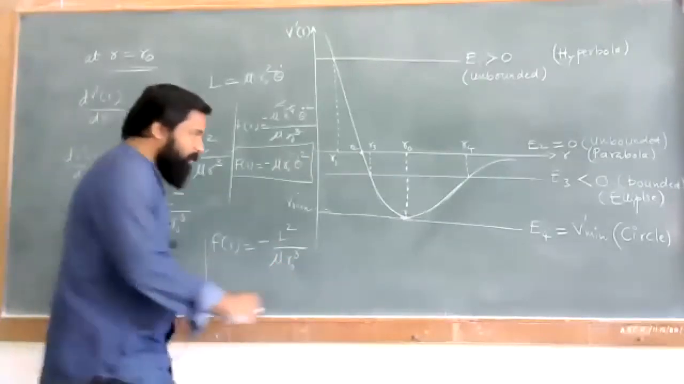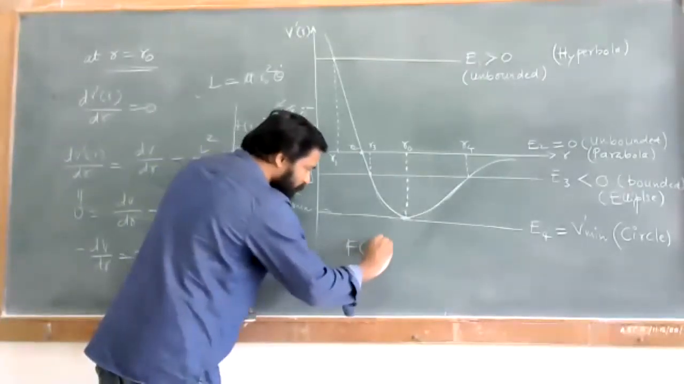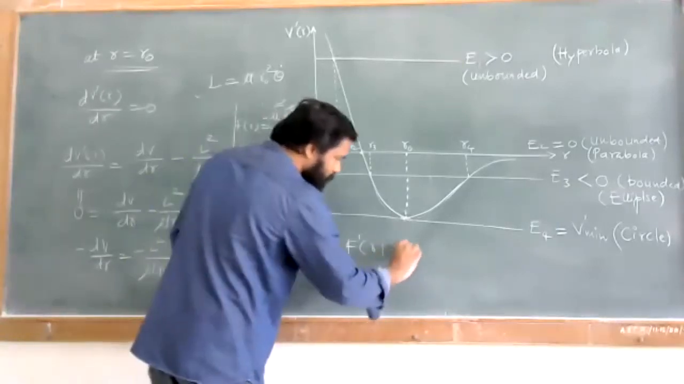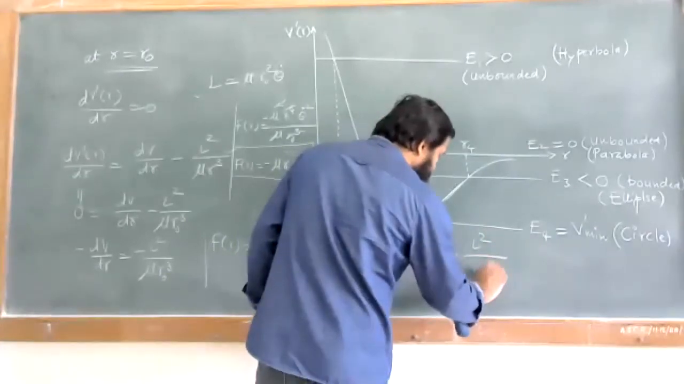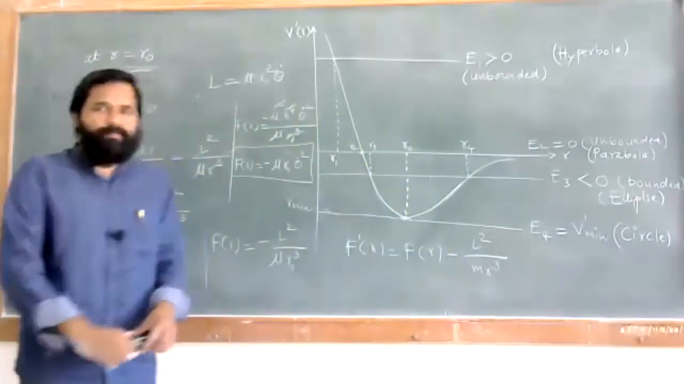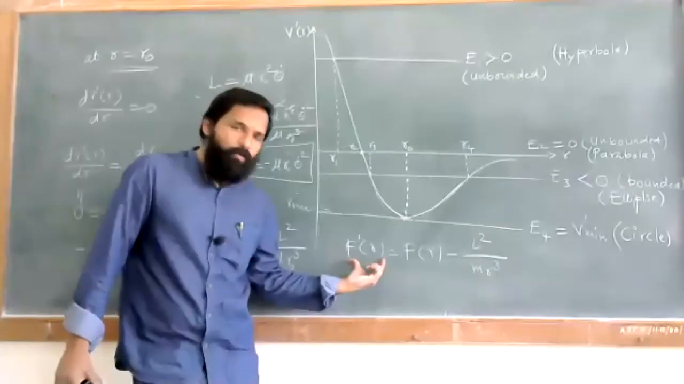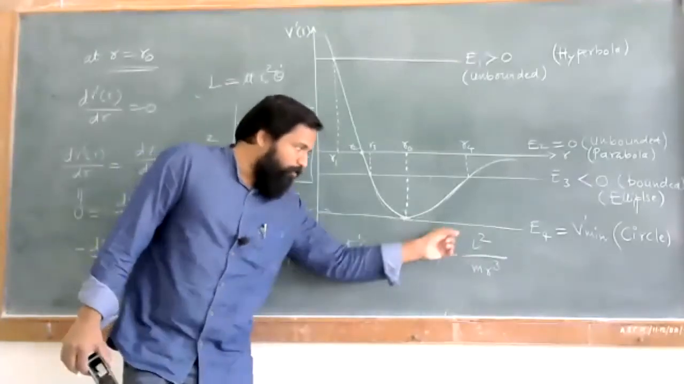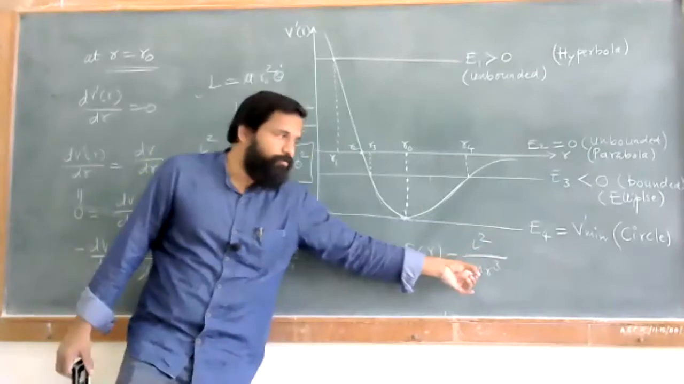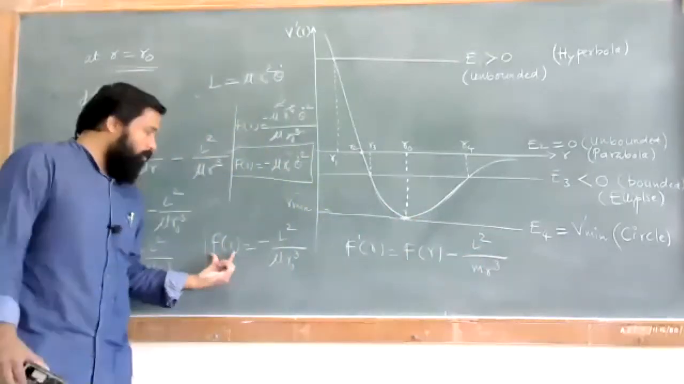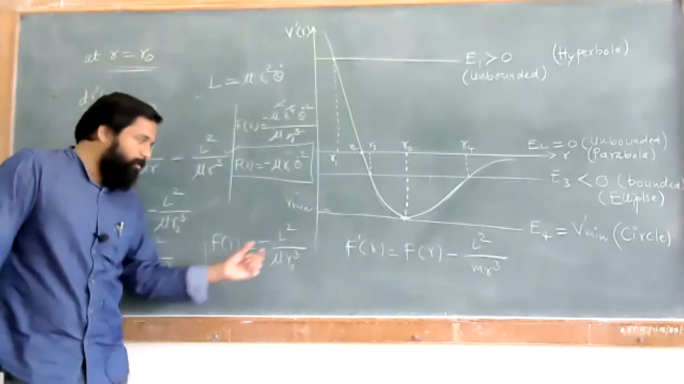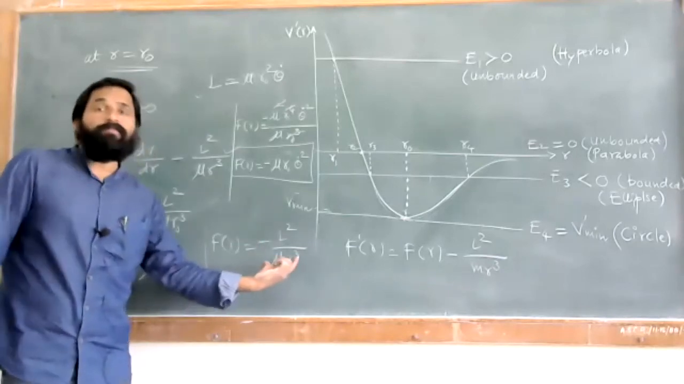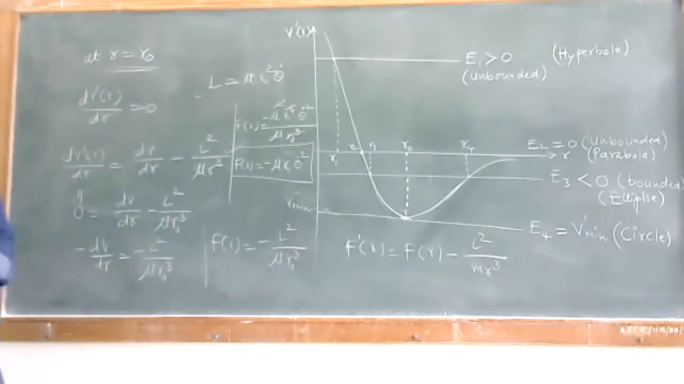What is this? Earlier we derived one equation, f dash of r is equal to f of r minus L square upon m r cube. You can remember this. This is the effective force, this is the central force, and this is the centrifugal force. So what we can say? Your force, f of r, that is the central force, depends upon what? That depends upon the centrifugal force, or that is equal to minus L square upon mu r naught cube.